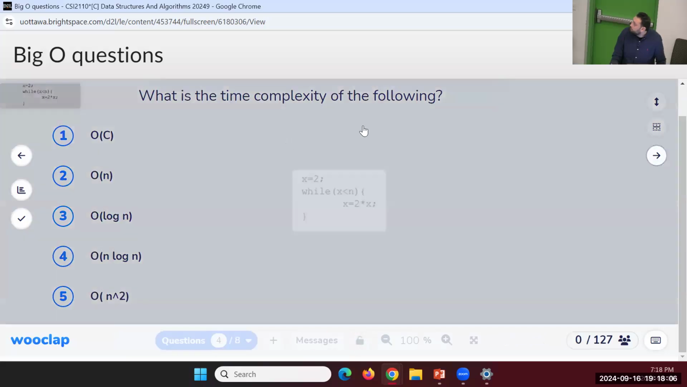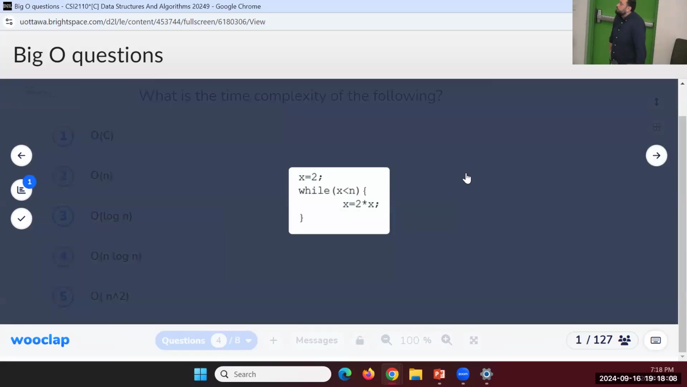Let's try this one. x equal 2, while x less than n, x equal 2 times x. Okay, think about it a bit, analyze it, and then answer. Let's give it a bit of time for everyone to think about it. So what are we trying to do? First, we want to see this while loop. In this case, it's not a for loop, it's a while loop. How many times is it running?